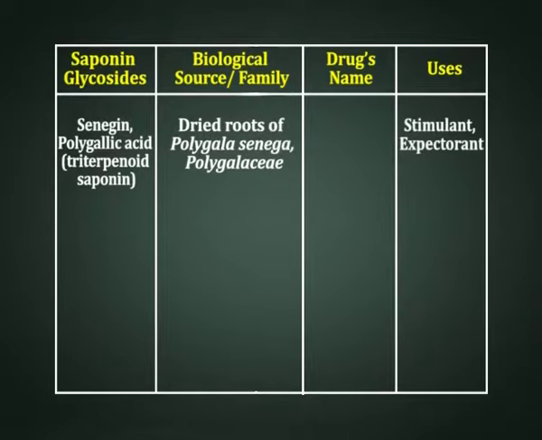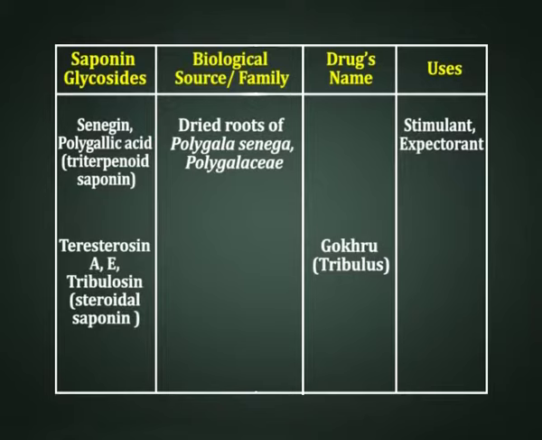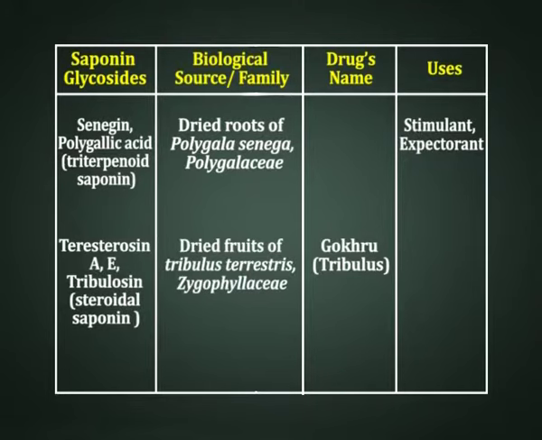So here we are with the various saponin glycosides, either in the form of triterpenoids, steroids, or sapotoxins. Another important fruit known as gokru or tribulus gives pterosterosine A and E along with tribulosine, which are steroidal saponins found in the fruits of Tribulus terrestris from the family Zygophyllaceae and is being used as a diuretic drug.